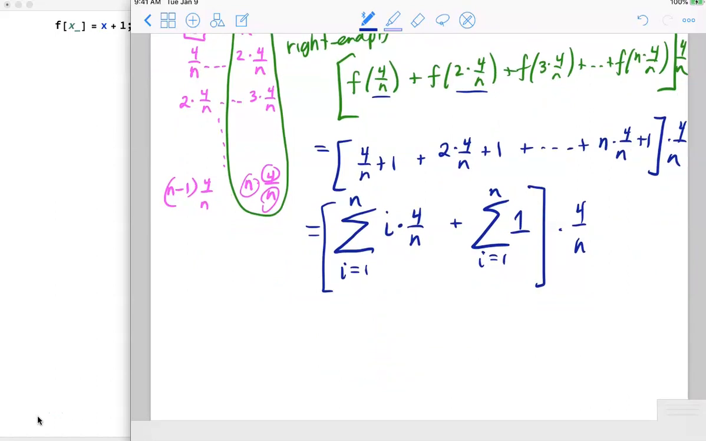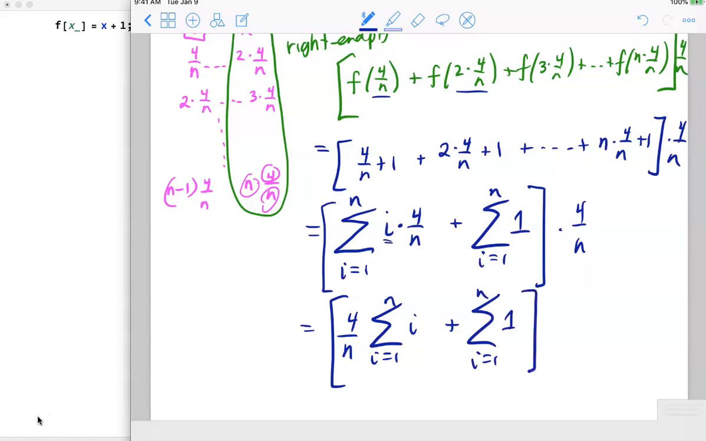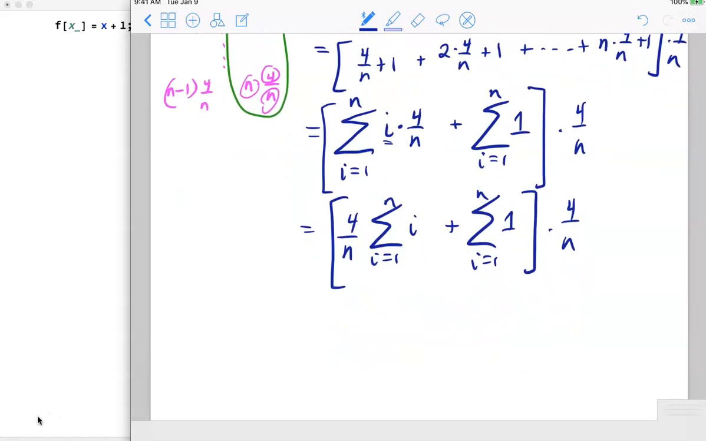So now we need to compute these summations. Okay? i is the variable. i is what's changing. 4 over n is a constant, so 4 over n can come out in front of the sigma notation. And you're left with the summation i going from 1 to n of i, plus the summation i going from 1 to n of 1, times 4 over n. And now we get to use that handy formula that we're going to see again later in Calculus 3, that the summation from i going from 1 to n of i is n times n plus 1 over 2.